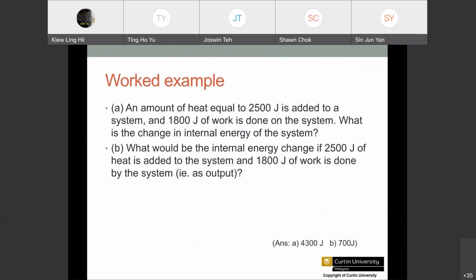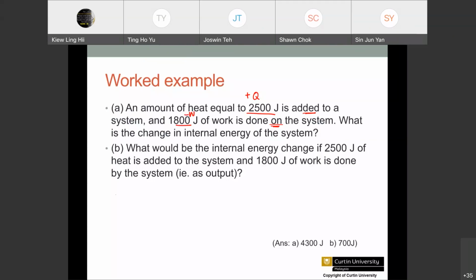first law of thermodynamics. So the gas heat is equal to 2005 joule, added to the system, so it means the heat is absorbed. So this is a positive value because according to sign convention, heat absorbed is positive. And 1008 joule of work is done on the system. Done on means negative, right? So this is negative work done. What is the change in internal energy of the system?